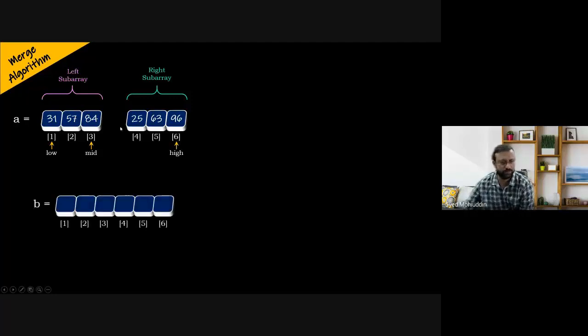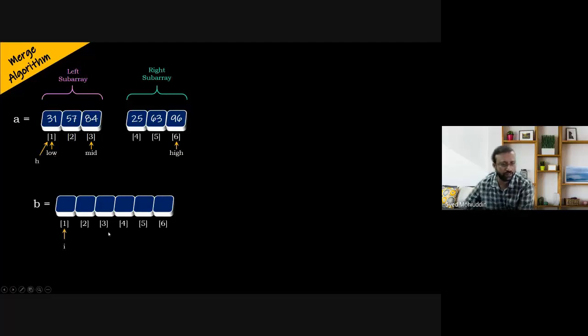Now we will take a temporary array. What we are trying to do is merge these elements of the left subarray and the right subarray. To do that, we are using a temporary array known as B. Now, we will have a variable h, which is pointing to low.